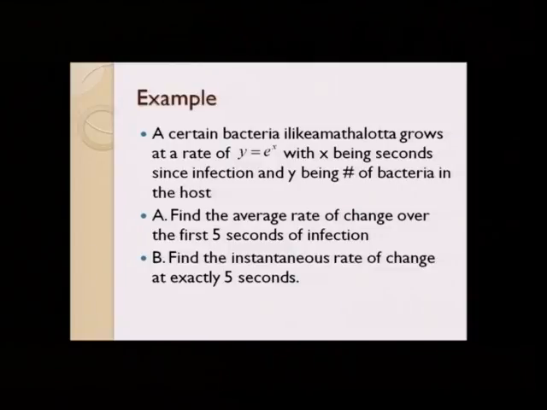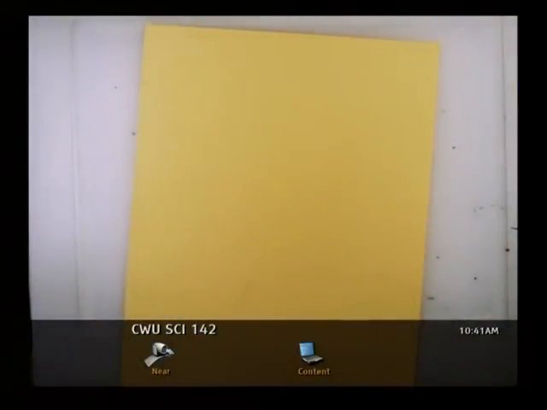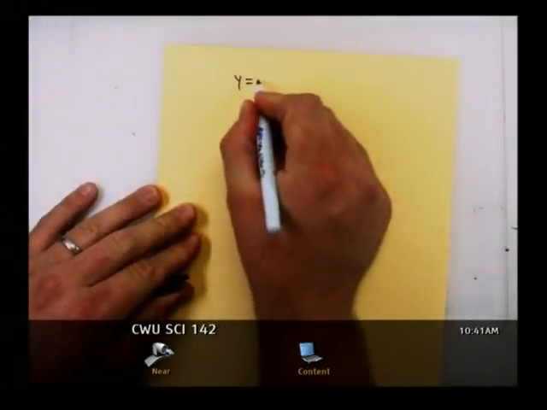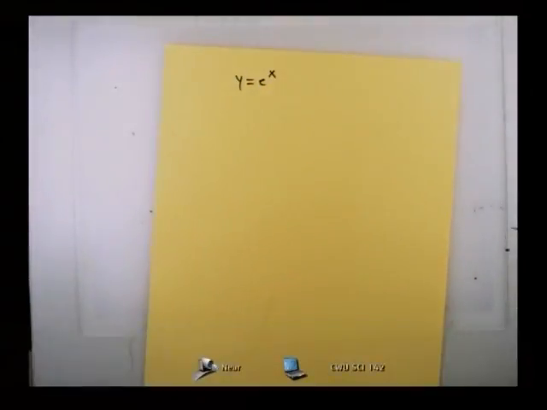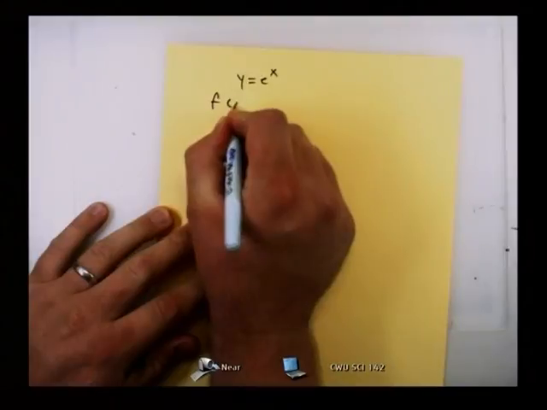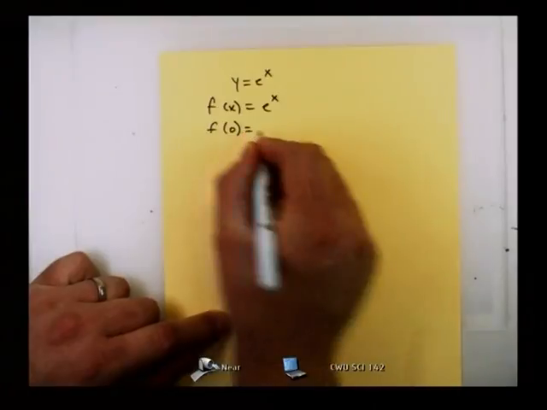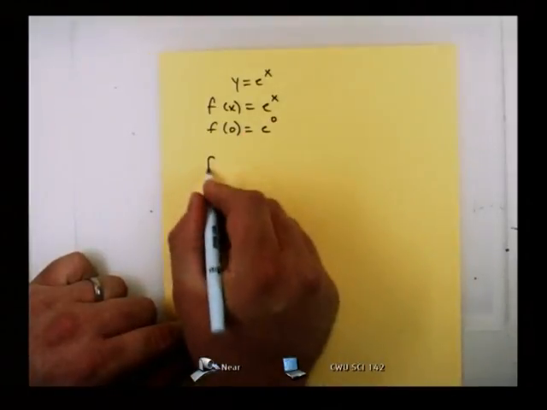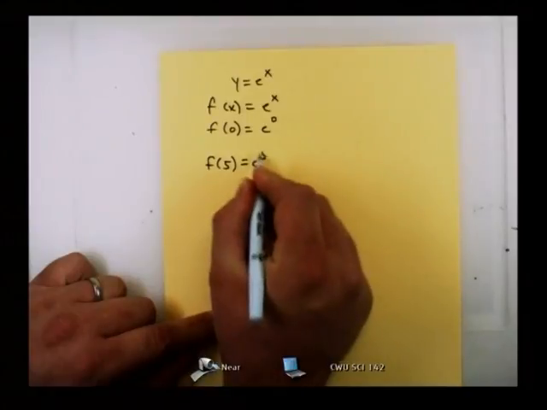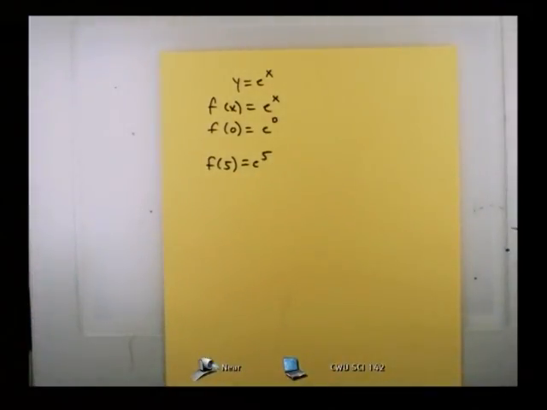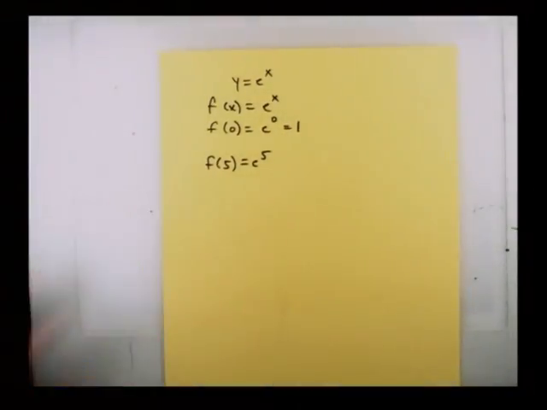Okay, so we want to find the average rate of change over the first 5 seconds. So let's go back to the DocCam. We need to find out how many bacteria we acquired over the first 5 seconds. So again, our function y is equal to e to the x, which just for convenience sake, I'm going to change to f of x. So I need to find out how many there were at 0 and how many there were at 5. And for the purposes of this problem, I'm going to round to the whole number. E to the 0, we found out earlier, that's equal to 1.